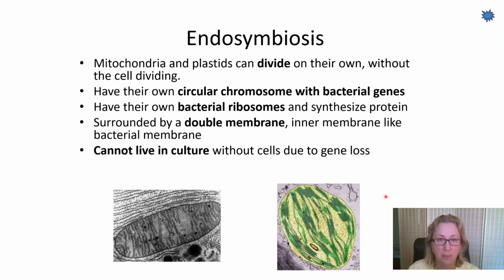They are surrounded by a double membrane. The inner membrane of mitochondria is like a bacterial membrane, and that is true as well for chloroplasts. The thylakoid membranes where photosynthesis is actually taking place are more like those of a cyanobacterium than a eukaryotic cell. But these events occurred so long ago that although many people have tried, no one has been successful in culturing mitochondria or chloroplasts on their own like a cell. They're not true cells anymore because they can't live independently. They are totally dependent on the cells that they live in for proteins and other gene products.